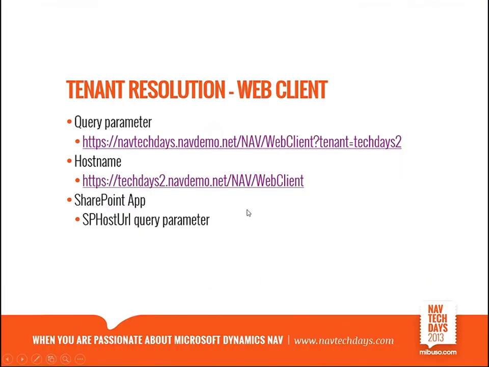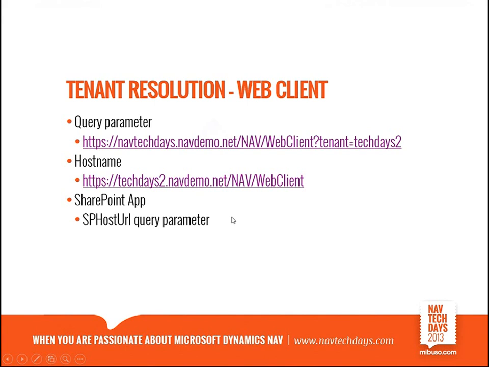So how does it happen? I mean, how does this one know that you want data from the TechDays 2 tenant, and what is the NAV TechDays navdemo.net, and what is this? Well, this is actually the server name. The server and the service is called NAV TechDays.navdemo.net. That is a specific name of a server or of a cloud service. And the right way to specify a tenant is by putting a query parameter $tenant equals TechDays 2.